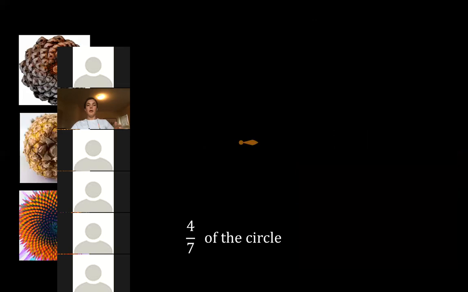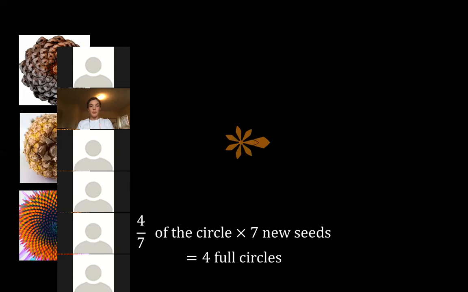So maybe each new seed is going to be placed 4/7, why not? 4/7 of the circle around. So its second new seed goes 4/7 away, and then another new seed 4/7 away, and so on and so forth, until our 7th new seed exactly overlaps the first seed that we put down. Because again, 4/7 of the circle times 7 new seeds means that you've gone around the circle 4 times exactly. So that 7th seed is going to be in exactly the same place as the first seed. So it's going to have to get bumped up and start adding new layers to the pine cone or whatever kind of plant we're talking about.